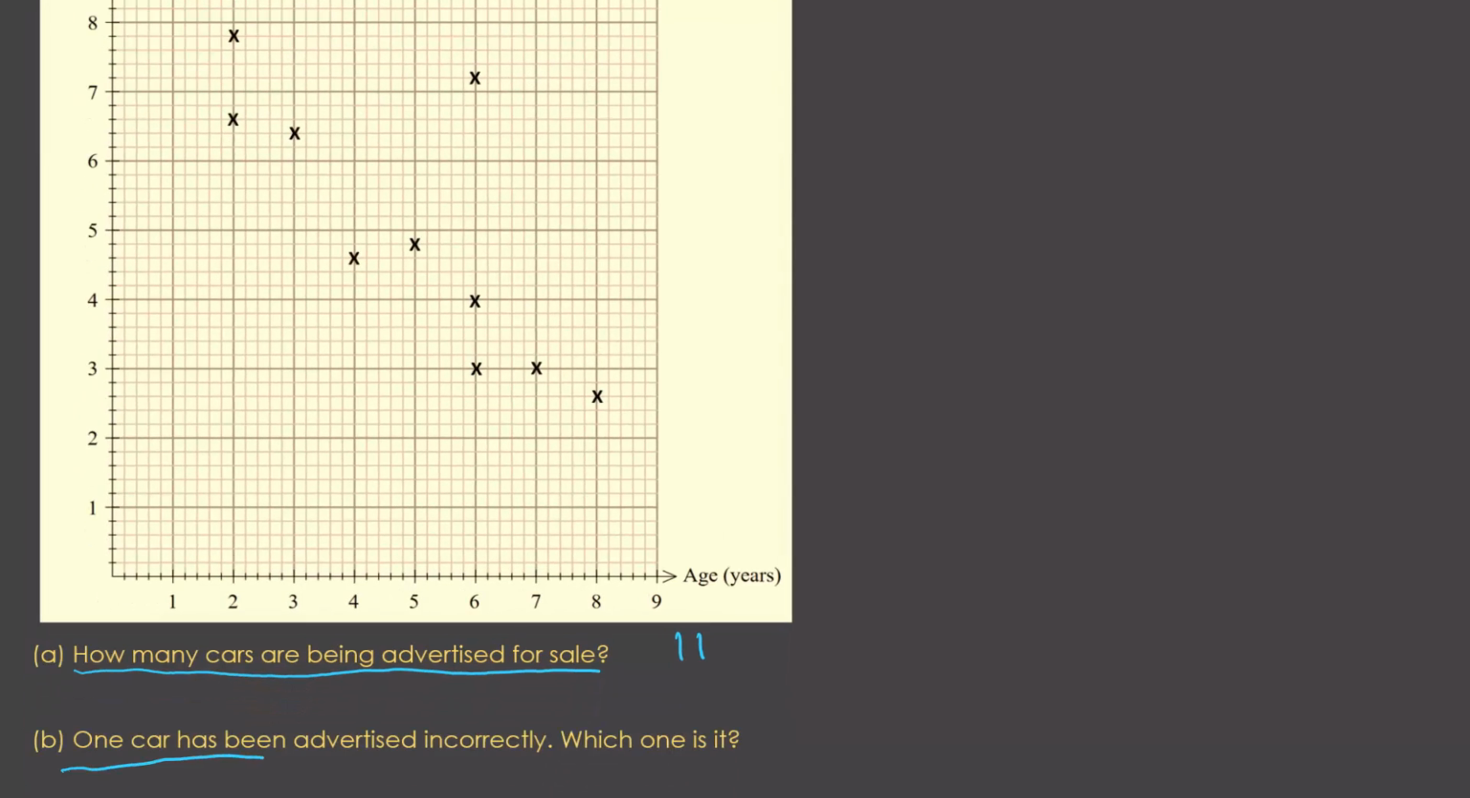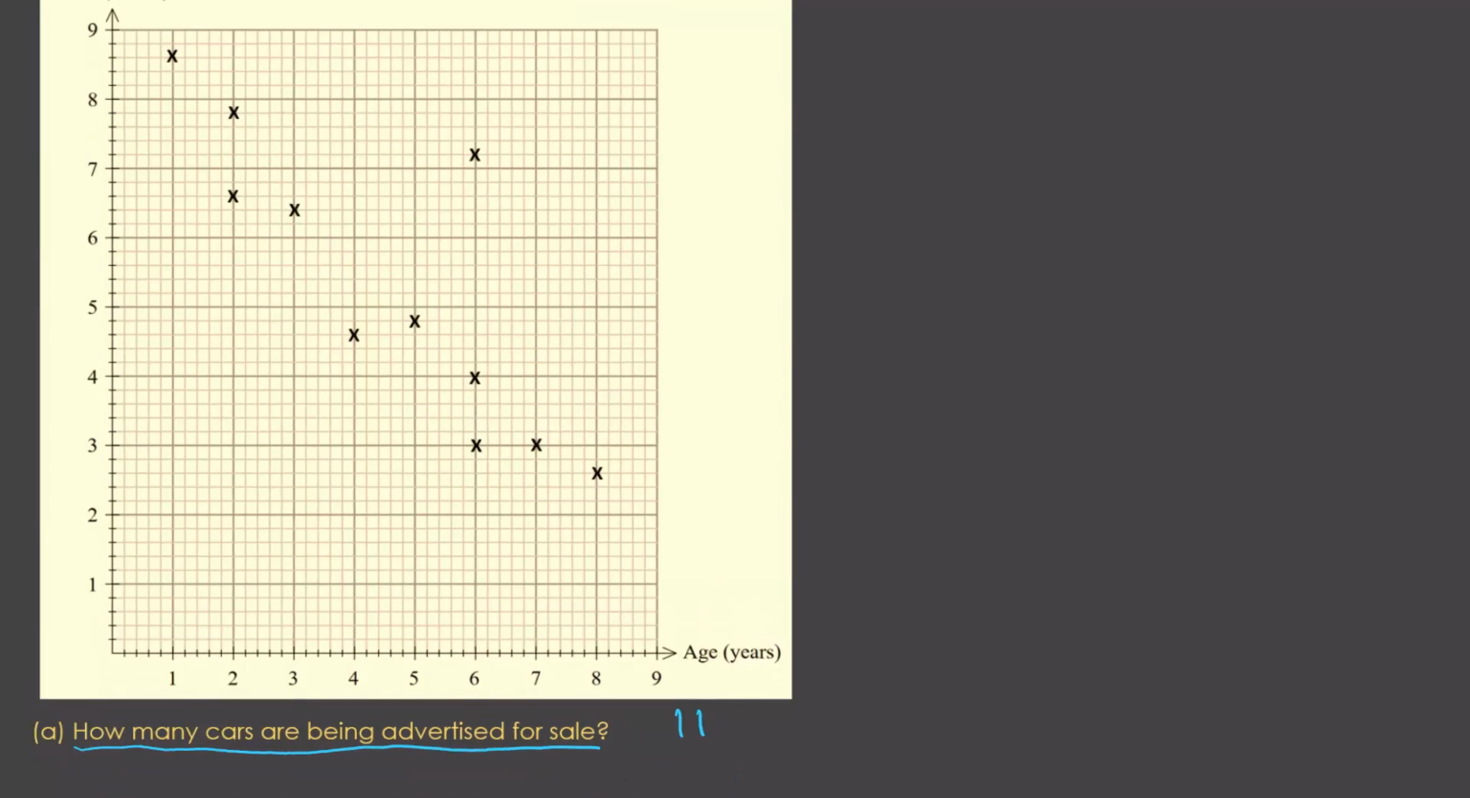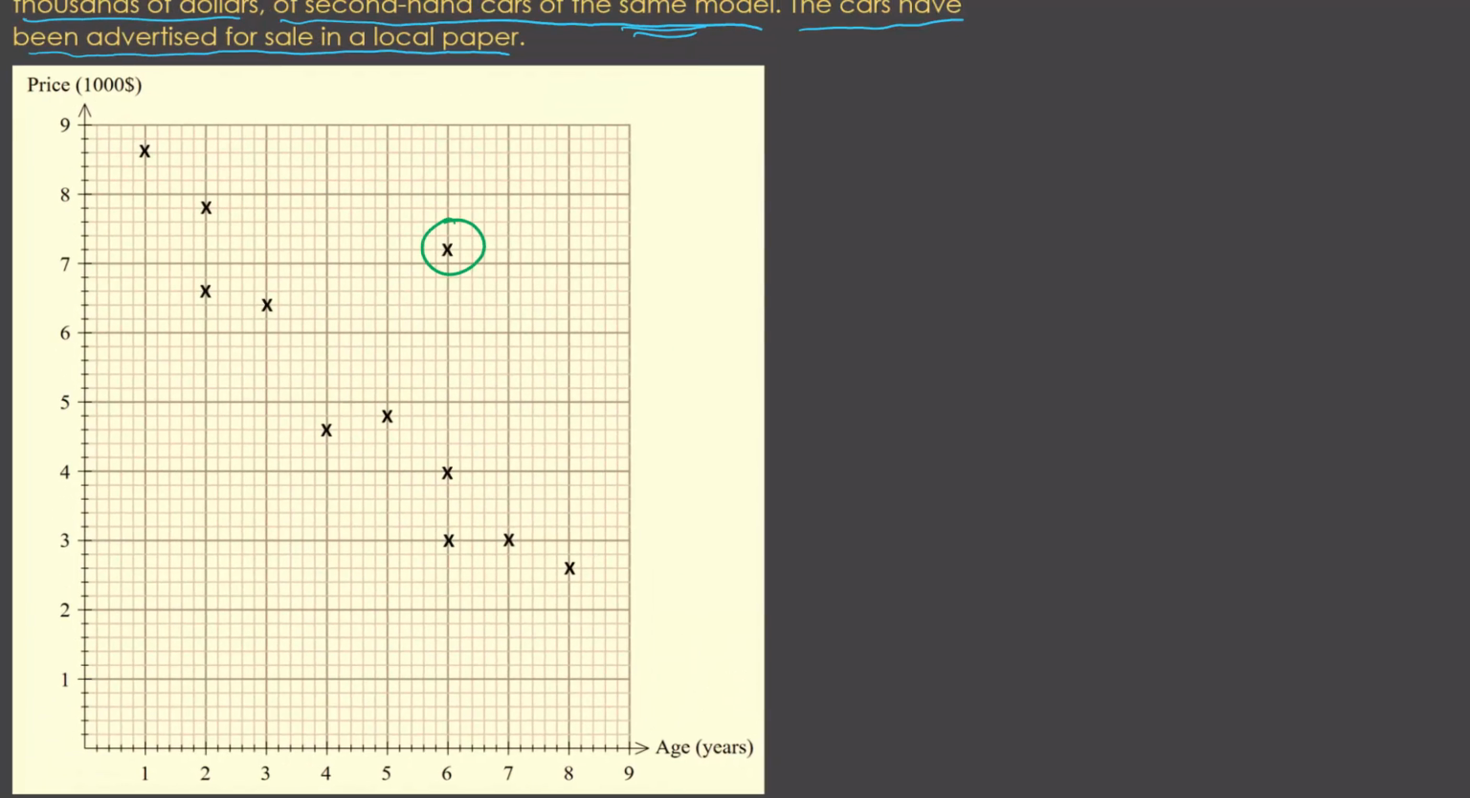One car has been advertised incorrectly. Which one is it? Well, I think the one that we are supposed to go for is this one here that seems to not fit with the general trend of the others. So that's the one we would go for. It's the obvious answer in year 10. However, there are factors that could make this absolutely a genuine point and the car actually be worth that at that age.